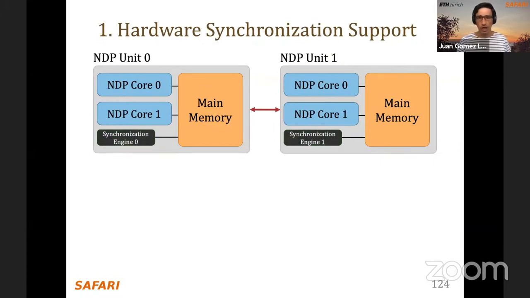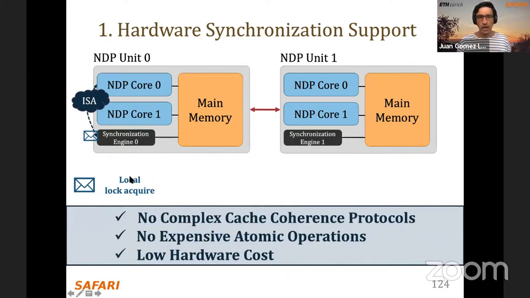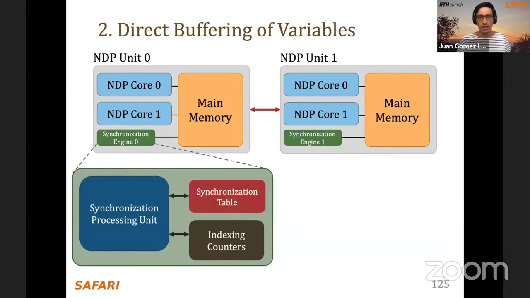You can find all the details in the paper for sure, but let's quickly take a look at how it works. We assume that we have two different NDP units, and there are several cores in each of these NDP units running some execution threads. At some point, they may require to perform some synchronization, for example, acquiring a lock, and we want to deal with this without coherence protocol, without atomic operations, and at low hardware cost. And that's why we extend each of the NDP units with a synchronization engine.